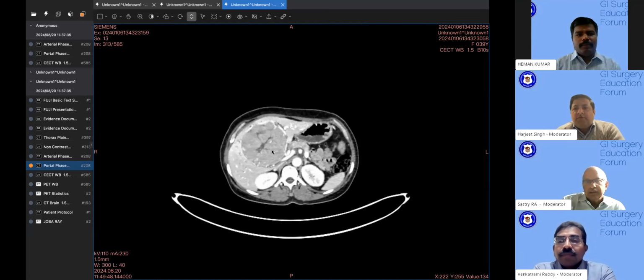So what is the classical feature of HCC in CT? Sir, HCC is a heterodense lesion with brisk enhancement in the early arterial phase and early washout in the venous phase. So what happened in this lesion? It is enhancing in the arterial phase and it is getting washout in the portal phase. So why are you saying hemangioma differential?